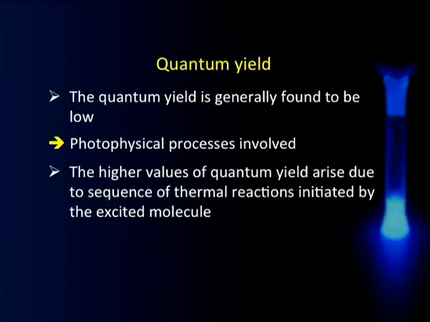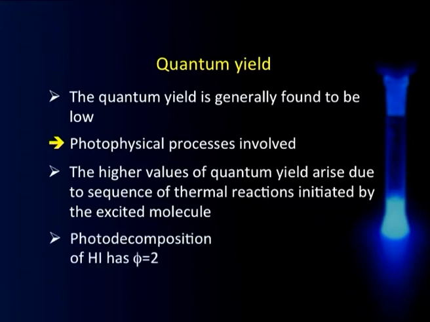The higher values of quantum yield arise due to a sequence of thermal reactions initiated by an excited molecule. Let us understand this with an example: the photodecomposition of HI. This is found to have a quantum efficiency or quantum yield of 2, which means for every photon absorbed there are 2 molecules of HI which undergo decomposition. How do we account for that? We account for that in terms of the following mechanism.